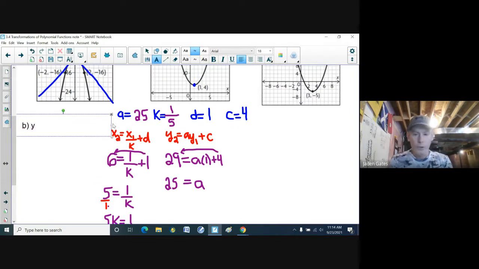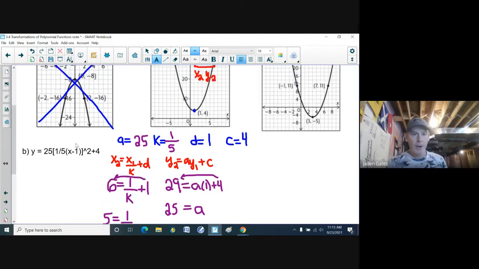So I got y equals, all right, my a value is 25. Then we go with the square brackets for k, and it's 1 divided by 5. Then we got to go round brackets. Whoops, round brackets. d is 1, so I'm going to have an x minus 1 in those round brackets. Again, square bracketed up, and that is, I got to do that inside. Let's see here, make that, oh, no, outside. And to the power squared, and then I got my c value after, plus 4. All right, so there's what that equation would look like.